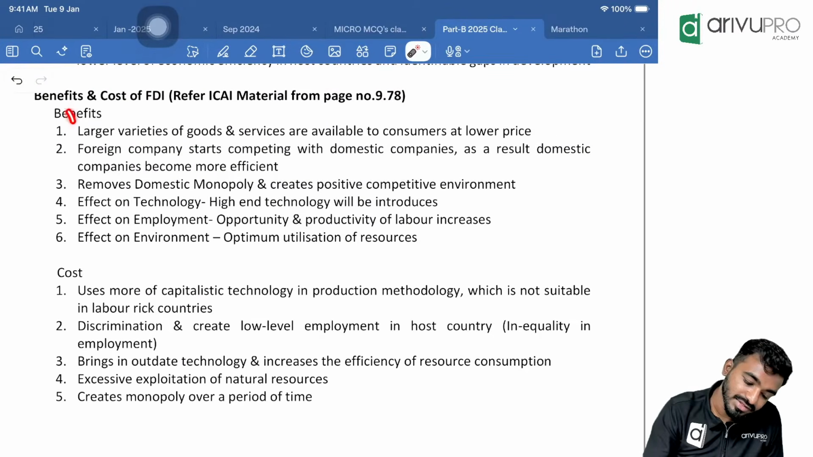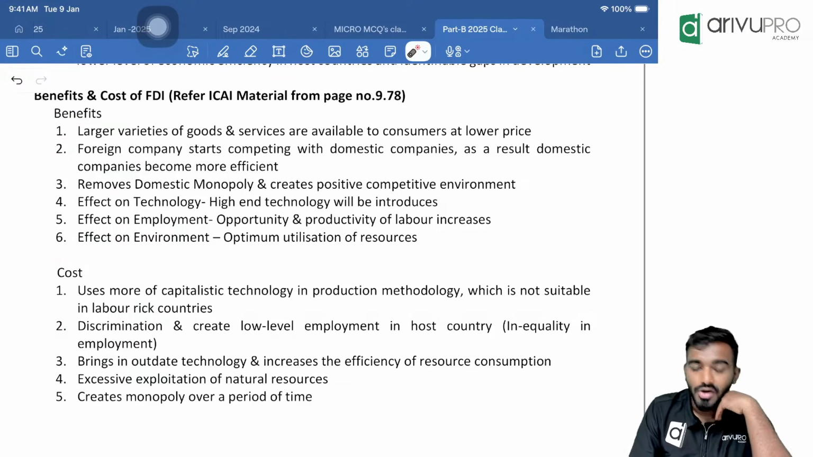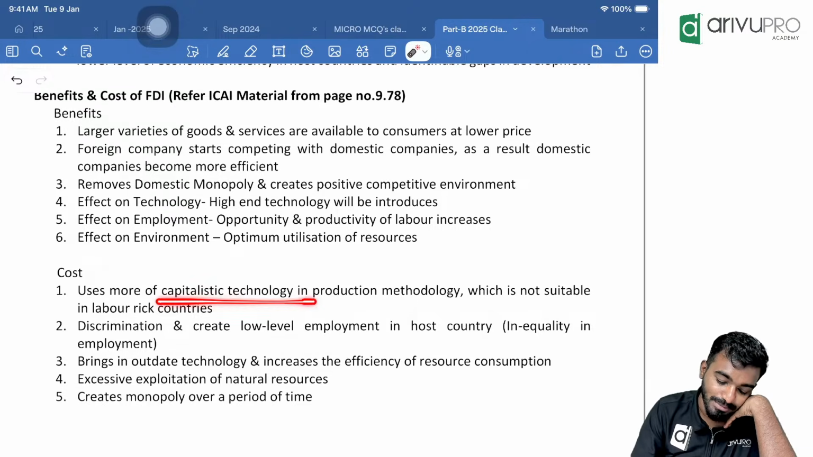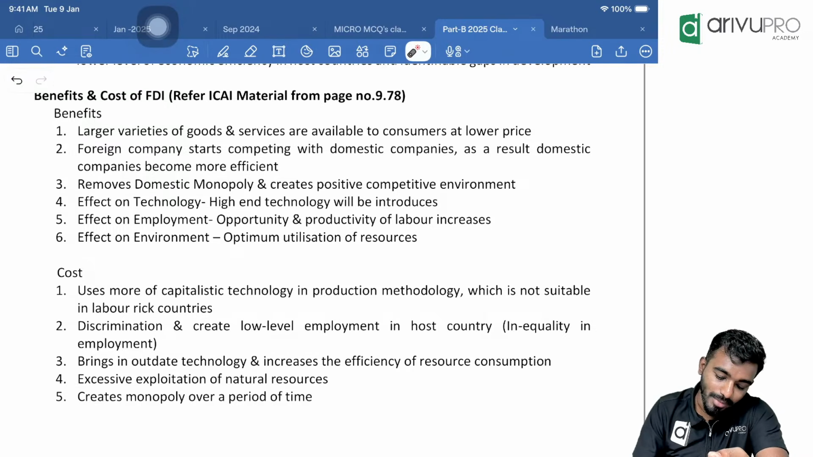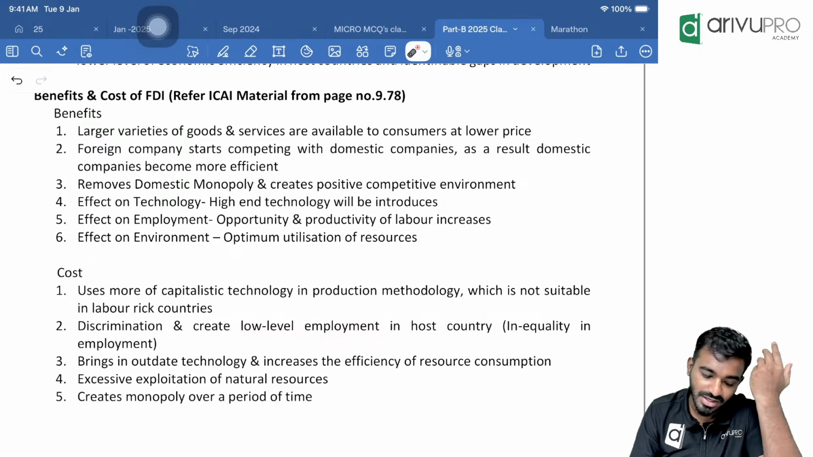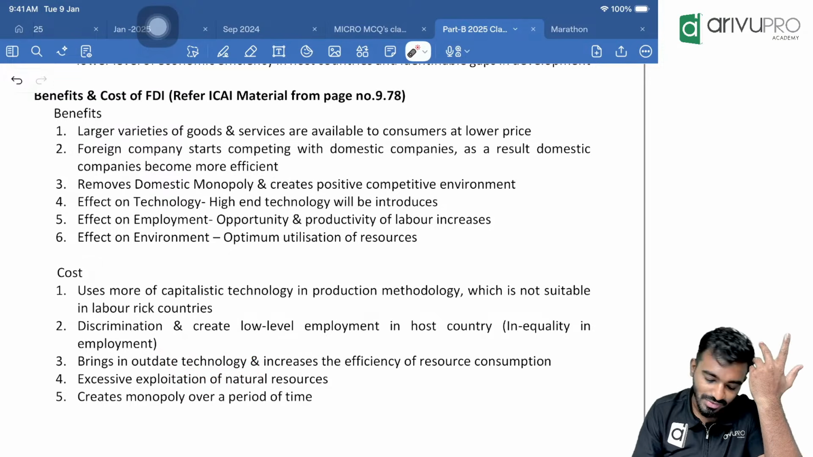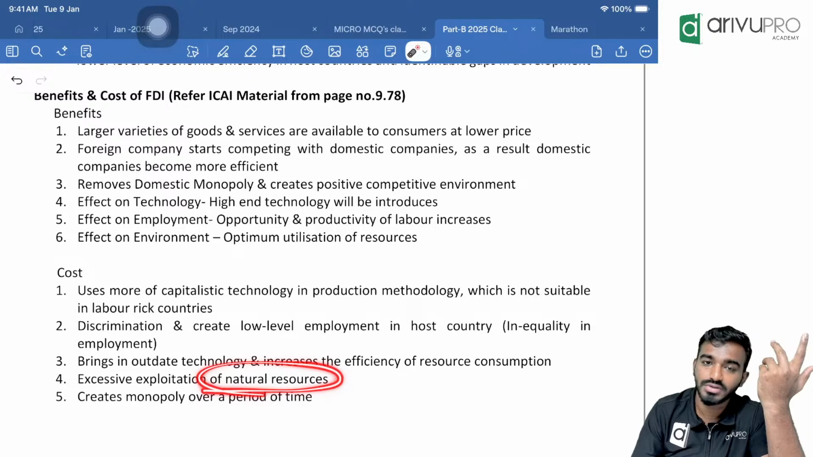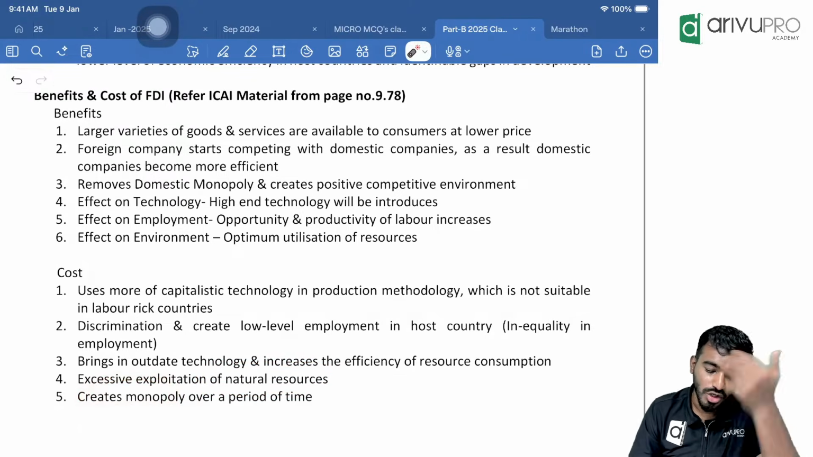What are all the benefits? What are all the costs? Just a read-only concept. The biggest drawback is that foreign companies will bring their capital-oriented technology, but India is a labor-intensive economy. They bring only low-level employment inside the country. All decision-making will be in their country. They will bring their outdated technology and we call it wow, amazing. They will start exploiting our natural resources, and over a period of time they will become a monopoly inside the country.